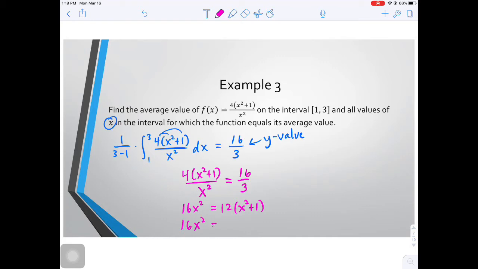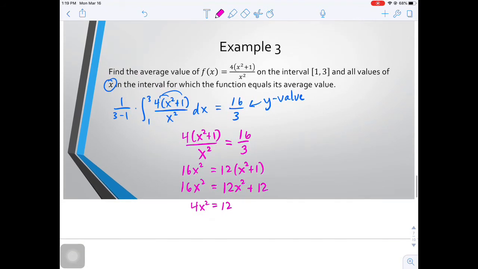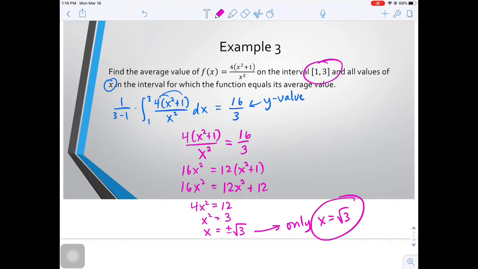So we get 16x squared equals 12x squared plus 12 if we distribute. Subtract the 12x squared, we get 4x squared equals 12. Divide, we get x squared equals 3, and x equals plus or minus the square root of 3. However, we're only looking at the interval between 1 and 3. So that would only be the x value of positive square root of 3. Negative square root of 3 is not within the interval. So that's the one spot within the interval where we attain the average y value.